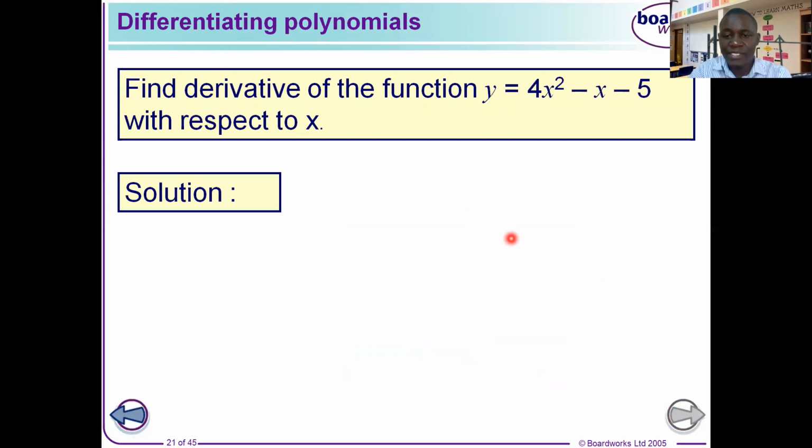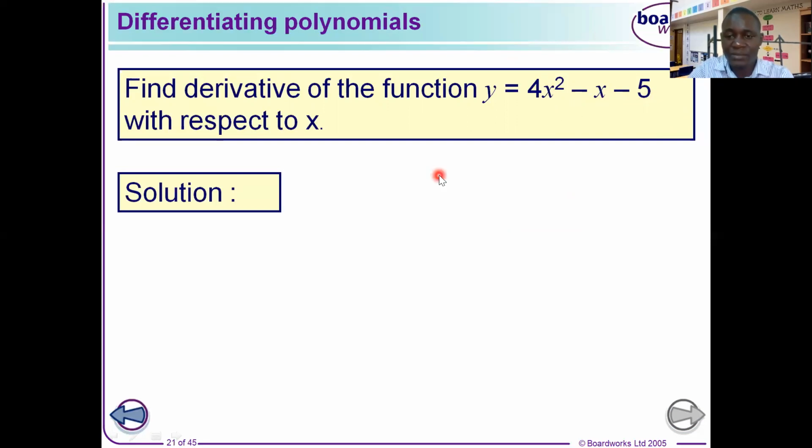Find the derivative of the function. Find the derivative of the function y equals 4x squared minus x minus 5. Now, if you have more than one part of the function, you are going to differentiate each part of that function as long as they all make up a single problem. So I'm going to differentiate this part separately, differentiate this part separately, and differentiate this part separately.